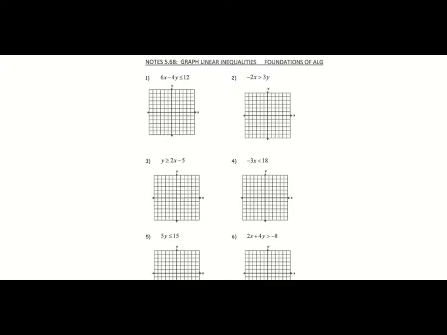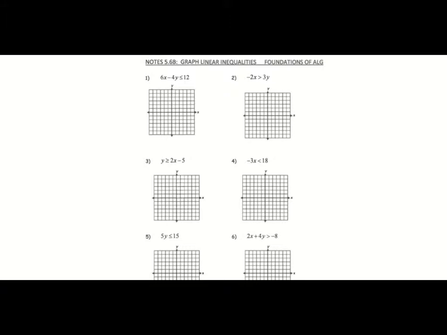Okay, in section 5.6b, we are going to do 6 more practice problems with graphing linear inequalities. So I encourage you to look at your steps from the last section of notes, 5.6a, where it lists those 6 steps at the top. Take it step by step, one step at a time.